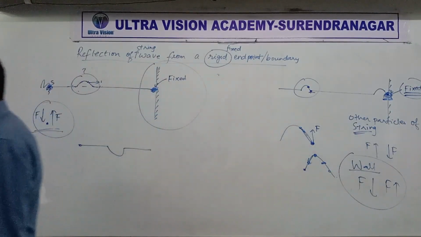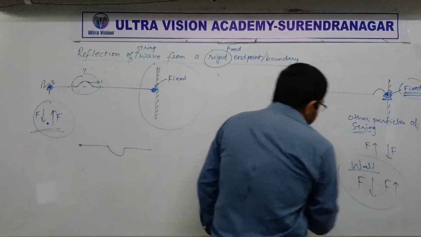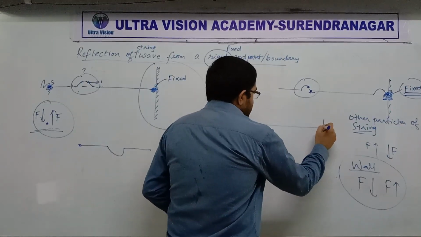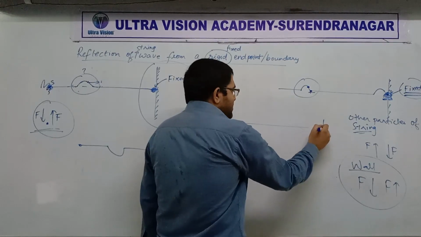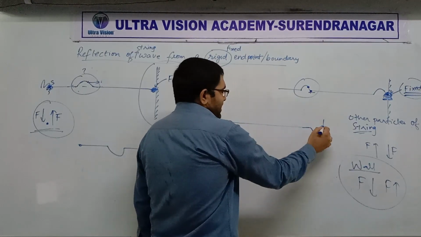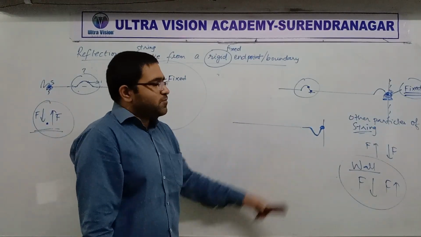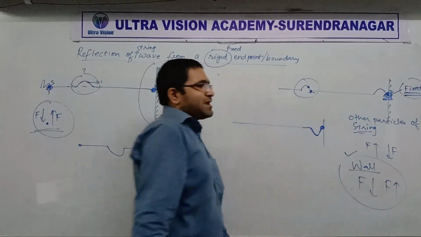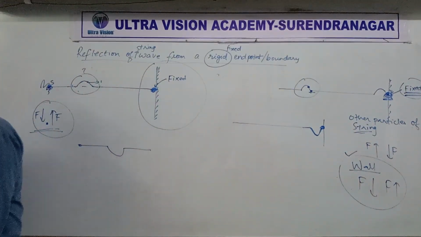So that would mean that from the fixed point on the wall, there will be a new wave pulse generated like this. Do you realize that there will be a new wave pulse generated like this? Why so? Because the wall has pushed that last point down and then up like that. Clear or not clear?